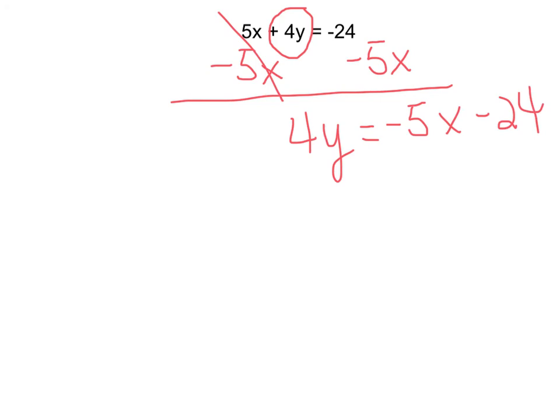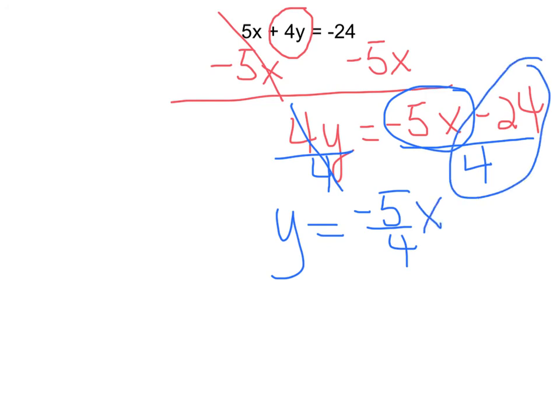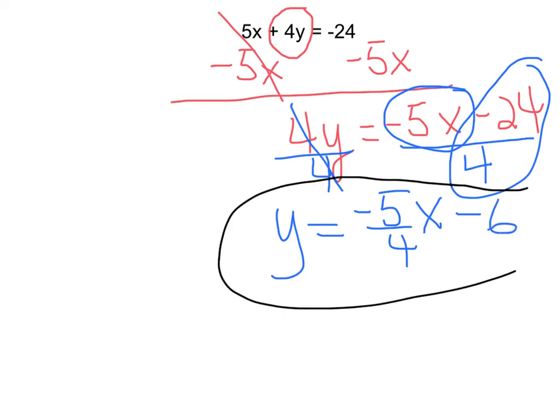So everything needs to be divided by 4. And when I say everything, every single term on both sides of the equation needs to be divided by 4. A lot of people were not dividing this first term on the right by the 4. So this gets canceled. Y equals negative 5 over 4, because a negative and a positive is a negative, x. And then I pick up this one, negative 24 divided by 4 is going to be negative 6. And this is my equation.